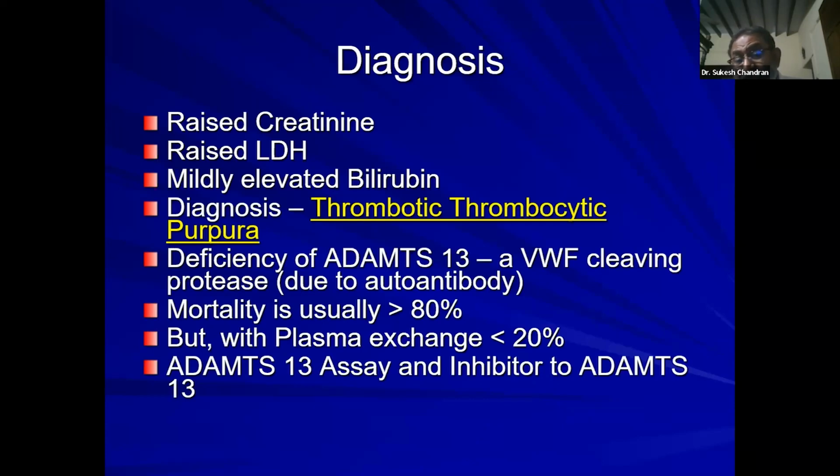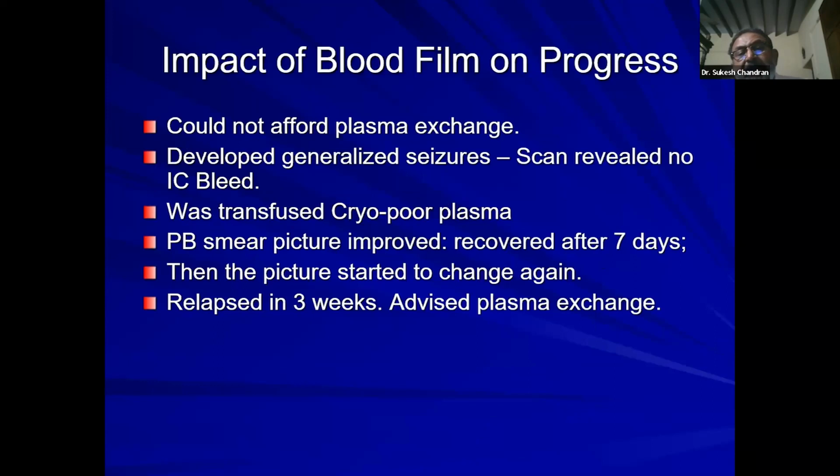Mortality is usually more than 80%, but if you start plasma exchange, you can bring it down to less than 20%. Now, you must realize that this patient could not afford plasma exchange. Developed generalized seizures, which can reveal no intracranial bleed. That's because there are CNS symptoms in patients with TTP.